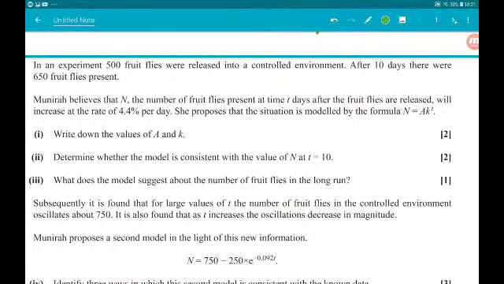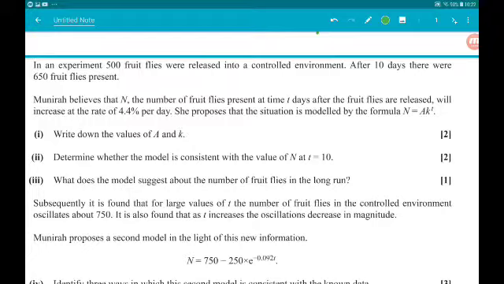Okay, question 12. Final question. Quite a big one. Okay, so in an experiment, 500 fruit flies were released into a controlled environment. After 10 days, 650 fruit flies were present.